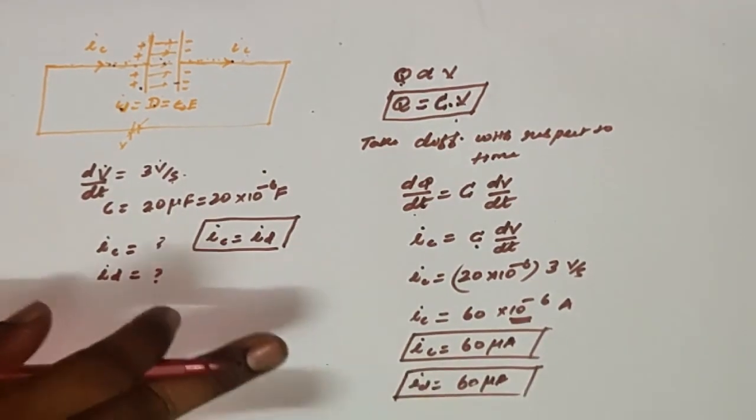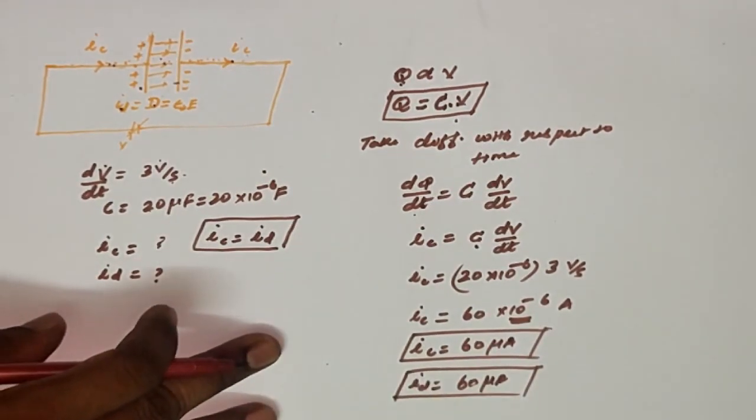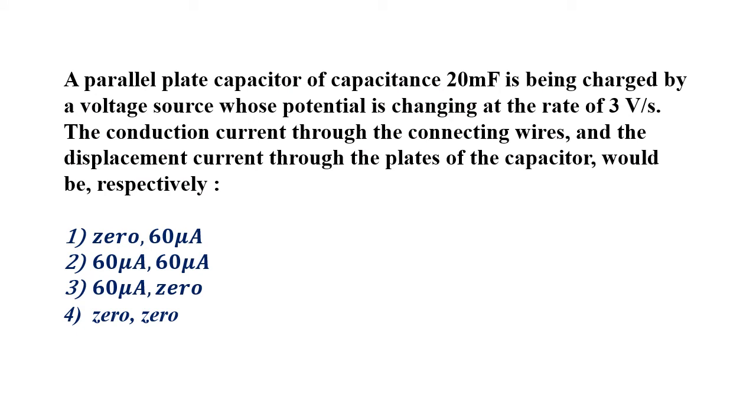So just take the notes. From the above discussion, we got that the conduction current as well as the displacement current are both equal to 60 microampere. Here it's micro. So option B is the right answer.